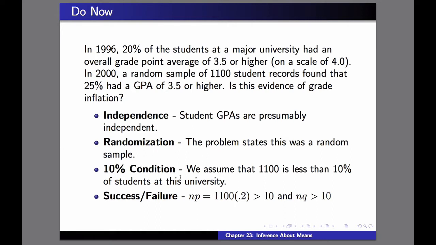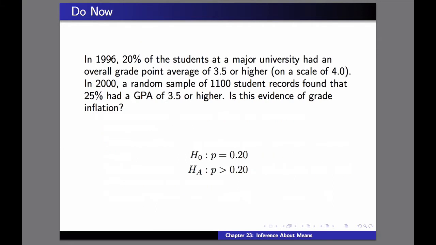10% condition is covered, so we're sure that we're staying independent here because we haven't oversampled at this university. So 10% means that the university population is 11,000 or greater. That's believable for a lot of universities. And the success failure condition now. So if you go ahead and calculate these, 1,100 times p is greater than 10, and so is nq. Okay, so the conditions for inference are met here.